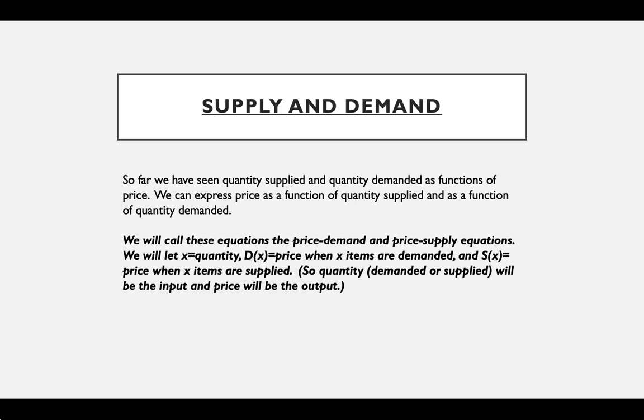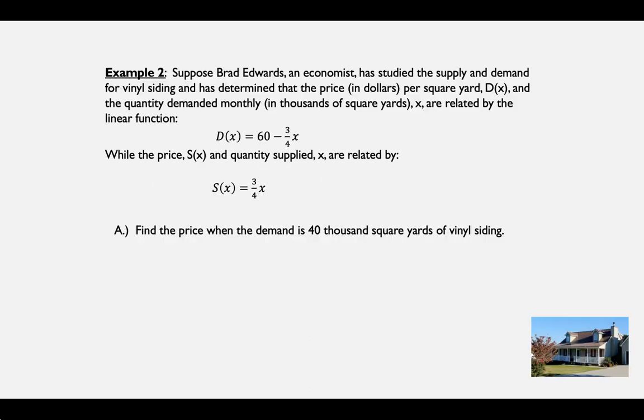So far, we've seen quantity supplied and quantity demanded as functions of price. We can express price as a function of quantity supplied and as a function of quantity demanded. We will call these equations the price demand and price supply equations. We will let X equal quantity, D of X equal price when X items are demanded, and S of X equal price when X items are supplied. So quantity, demanded or supplied, will be the input, and price will be the output.